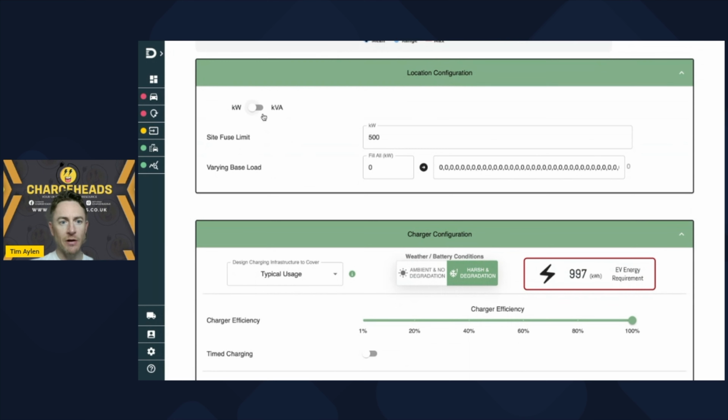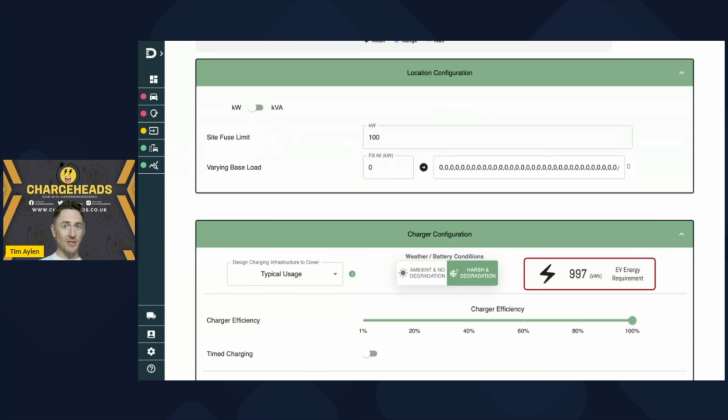In the location configuration, we can swap it between kilowatt and kVA for site fuse limit. I'm going to put it at 100, which is pretty low, because I want to demonstrate where there's not enough power. Varying base load we can simulate. So let's say that your infrastructure partner, prior to spending all the money on infrastructure and EVs, I would always recommend to get a site survey done first to understand how much power you have, so your site fuse limit, and also your varying base load. So your future chargers or your chargers right now might be using the power from the depot, and that depot power will change if there's a lot going on in that depot.